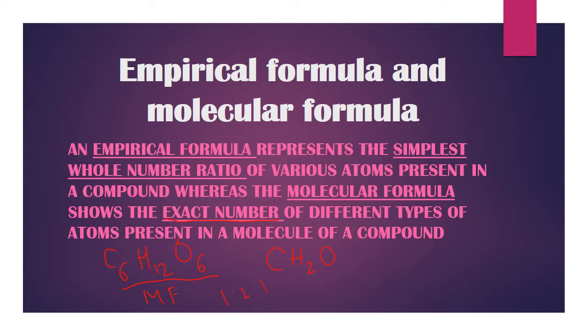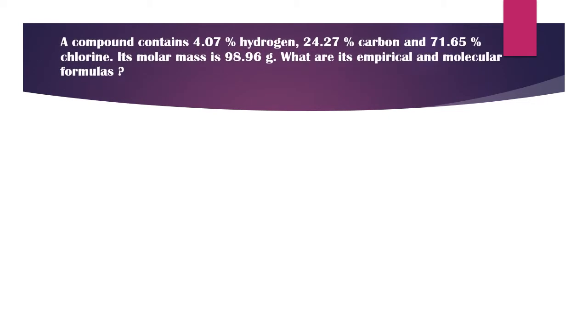1:2:1. So if we represent the atoms of these elements in simplest ratio, then it is the empirical formula. So this is the empirical formula for glucose, where we know what elements are present, but we don't know exactly how many atoms are present in one molecule. Let us see how to calculate empirical formula and molecular formula with the help of this question.